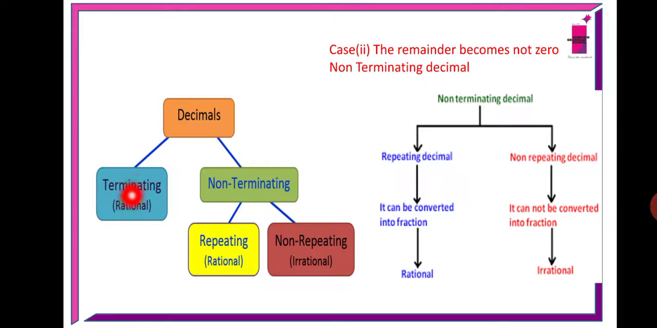Now, a rational number will be either a terminating or a non-terminating repeating decimal, and an irrational number will be a non-terminating and non-repeating decimal. You can see the flowchart of this. You can know why rationals are rational and how you can say a number is irrational. A terminating or repeating decimal can be converted into a fraction, so it is called rational. A non-terminating, non-repeating decimal cannot be converted into a fraction, so it is called an irrational number.